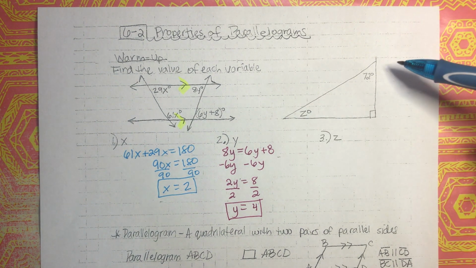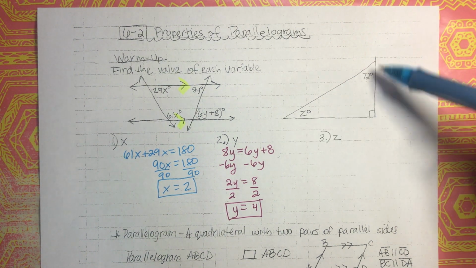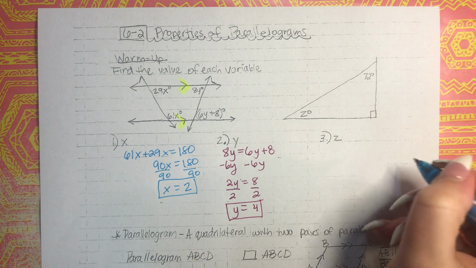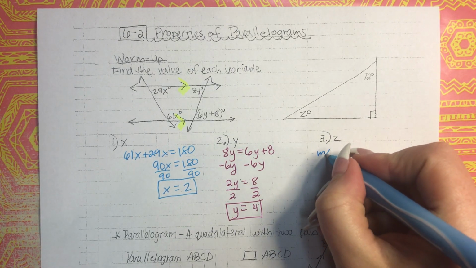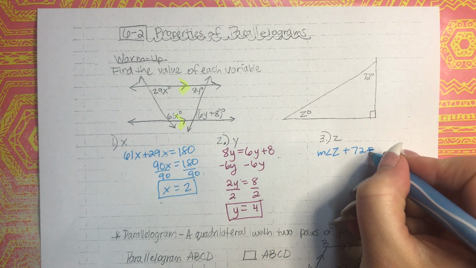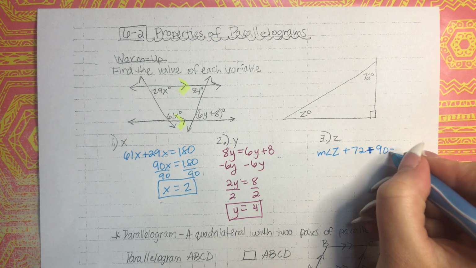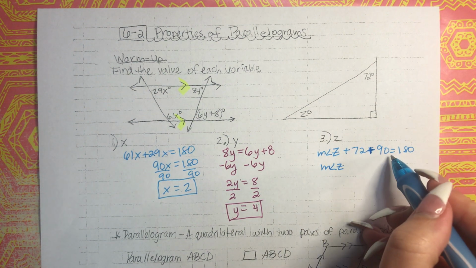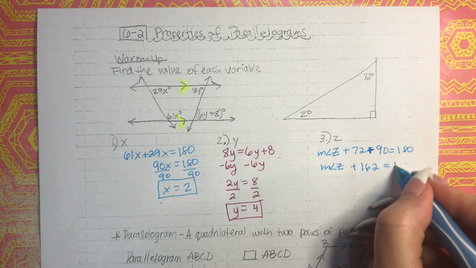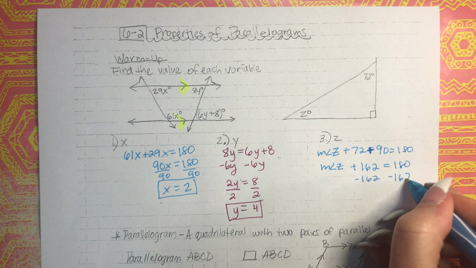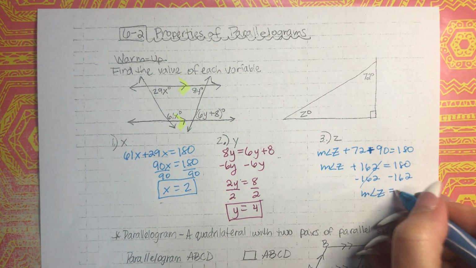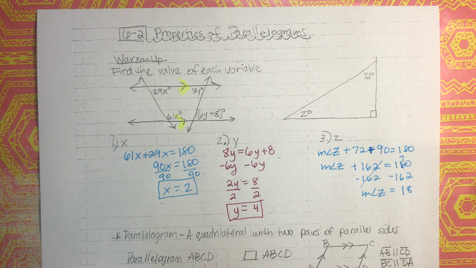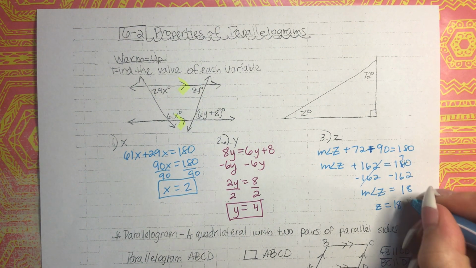Lastly, we have this problem we're trying to figure out with z. I have a triangle. I have a right triangle. I know that all of the angles in a right triangle add up to 180 degrees. So I'll say measure of angle z plus 72 plus 90 equals 180. And then we simplify. Measure of angle z plus 162. And then we use that subtraction property of equality, those cancel. What does that equal? 18 degrees. That sounds about right. So that means z equals 18.